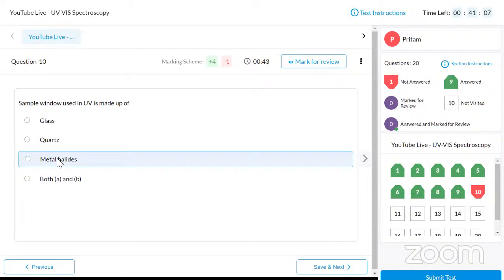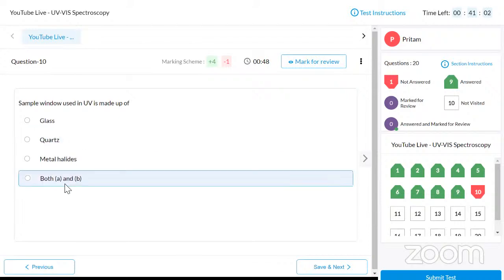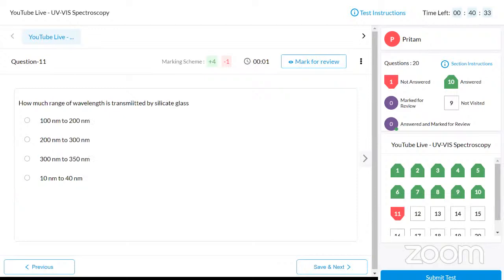As I am saying, it is made from glass, and it is also made from quartz, so I cannot select two options. So for that we have a solution, which is MCQ option D, both A and B. So my answer is both A and B, because the sample window used in UV is made up of glass as well as quartz. So we have seen that in a matter of 20 or 22 minutes, we have answered 10 MCQs. So 50% of our job is done. Moving on to the next question.